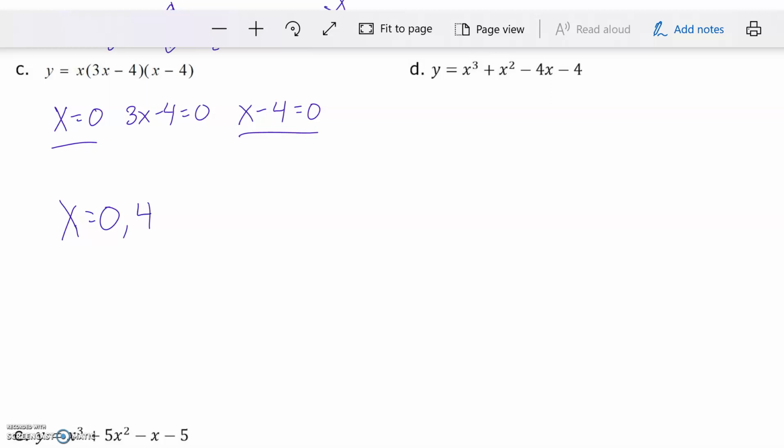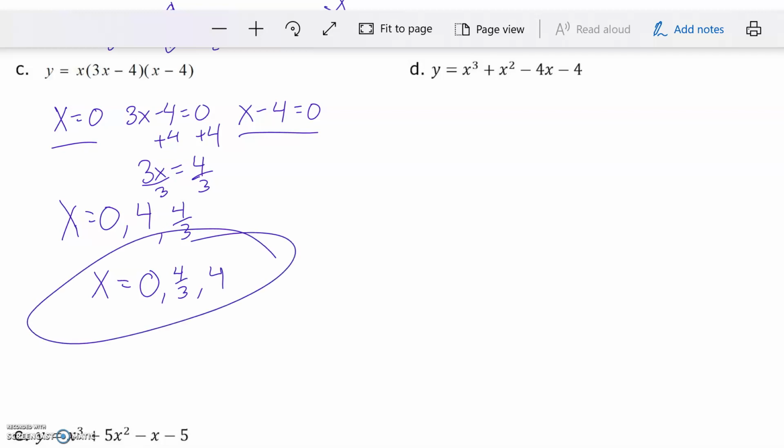equals positive 4. This one we do have to add the 4 over, and then we would have 3x equals 4, divide both sides by 3, and we would end up with x equals 4/3. Okay, and you can leave it as an improper fraction. All right, now I'm going to organize these from least to greatest. So it would end up being x equals 0, 4/3, and 4. All right, let's go ahead and take a look at D.